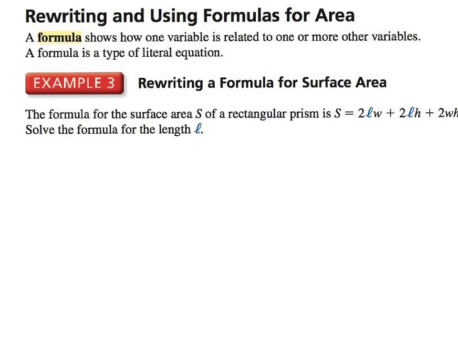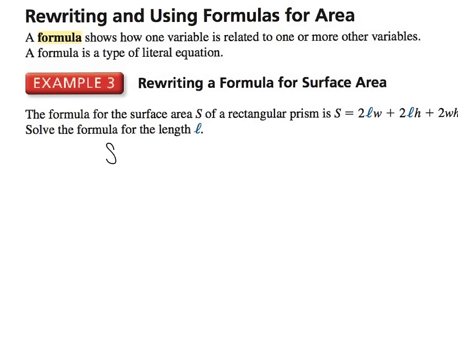Now, using formulas. These formulas you have all used before. A formula shows how one variable is related to one or other variables. A formula is a type of literal equation. So here's a formula we learned last year. It's the surface area of a rectangular prism. I want you to solve this equation for L.